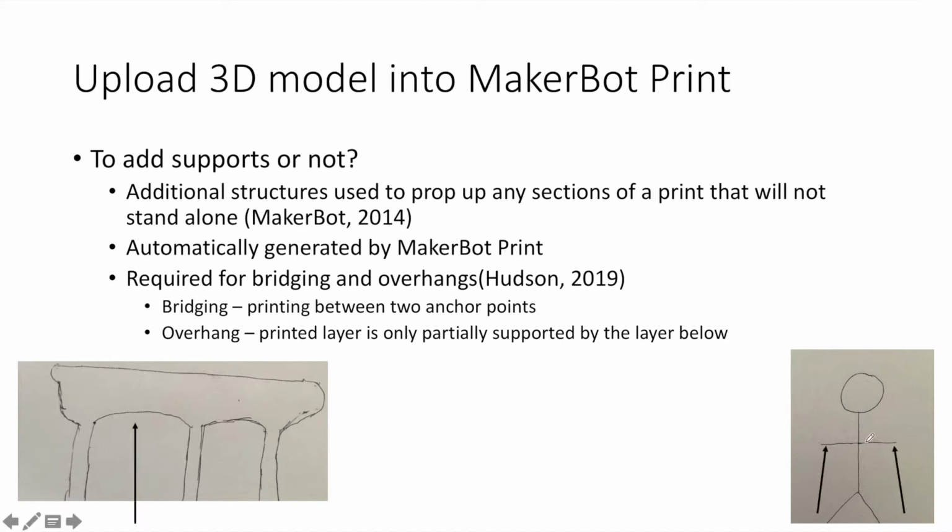Our stick figure hands give a great example of an overhang. It's unsupported, and if you just print it, it might fall off. On the bridge, you can see a good example of bridging.